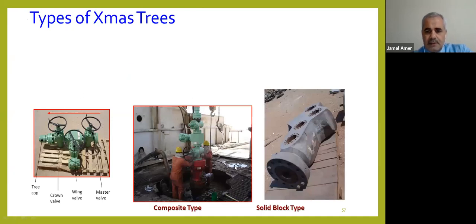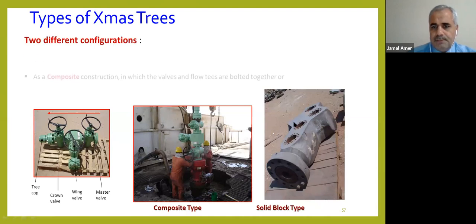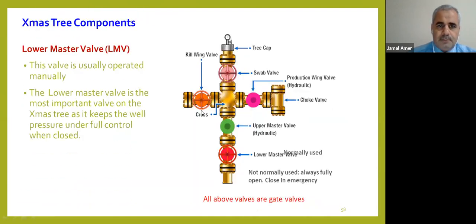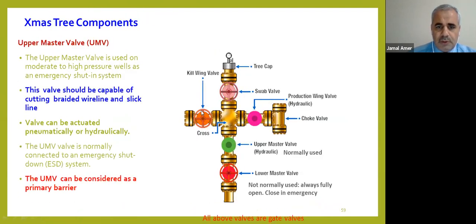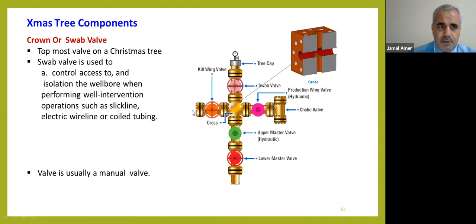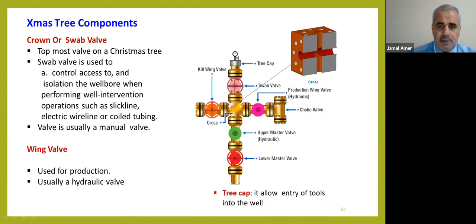As I told you, this is the composite type, so we see many flanges here, while here we see the solid block type. We don't see this many flanges. We use this type of Christmas tree in high pressure wells. I have to go quickly to cover other parts of our wells.